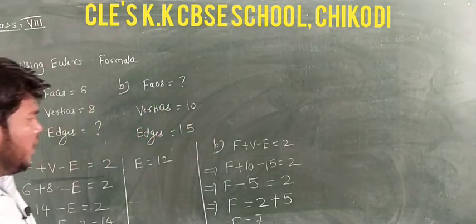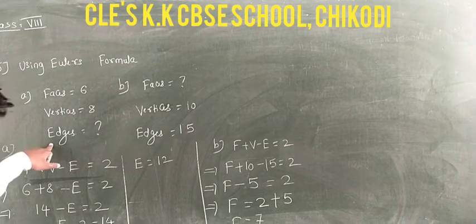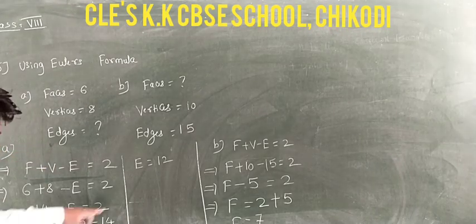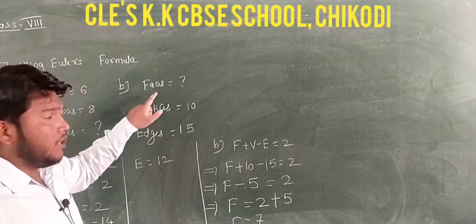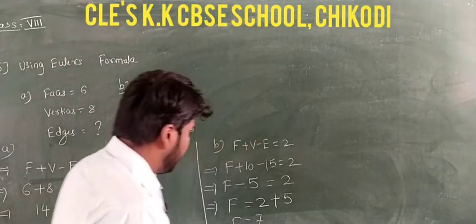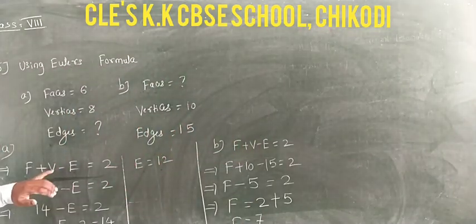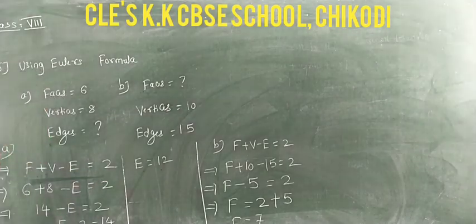So this is Euler's formula. The first question told us to find the number of edges, and I got e is equal to 12. In the second one, the B part, using Euler's formula, they told us to find the number of faces, and I got 7. You just need to remember Euler's formula, f plus v minus e is equal to 2. I hope you understood this concept.